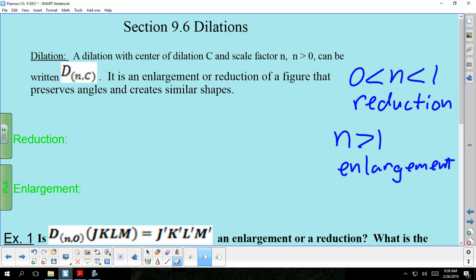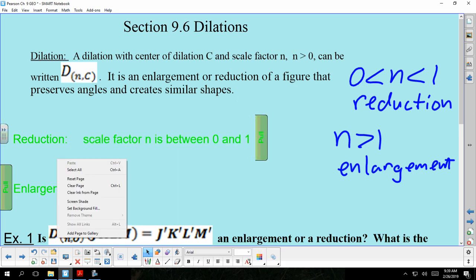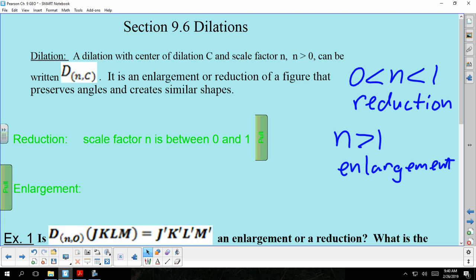So, reduction: the scale factor n is between 0 and 1. And enlargement: the scale factor n is greater than 1.